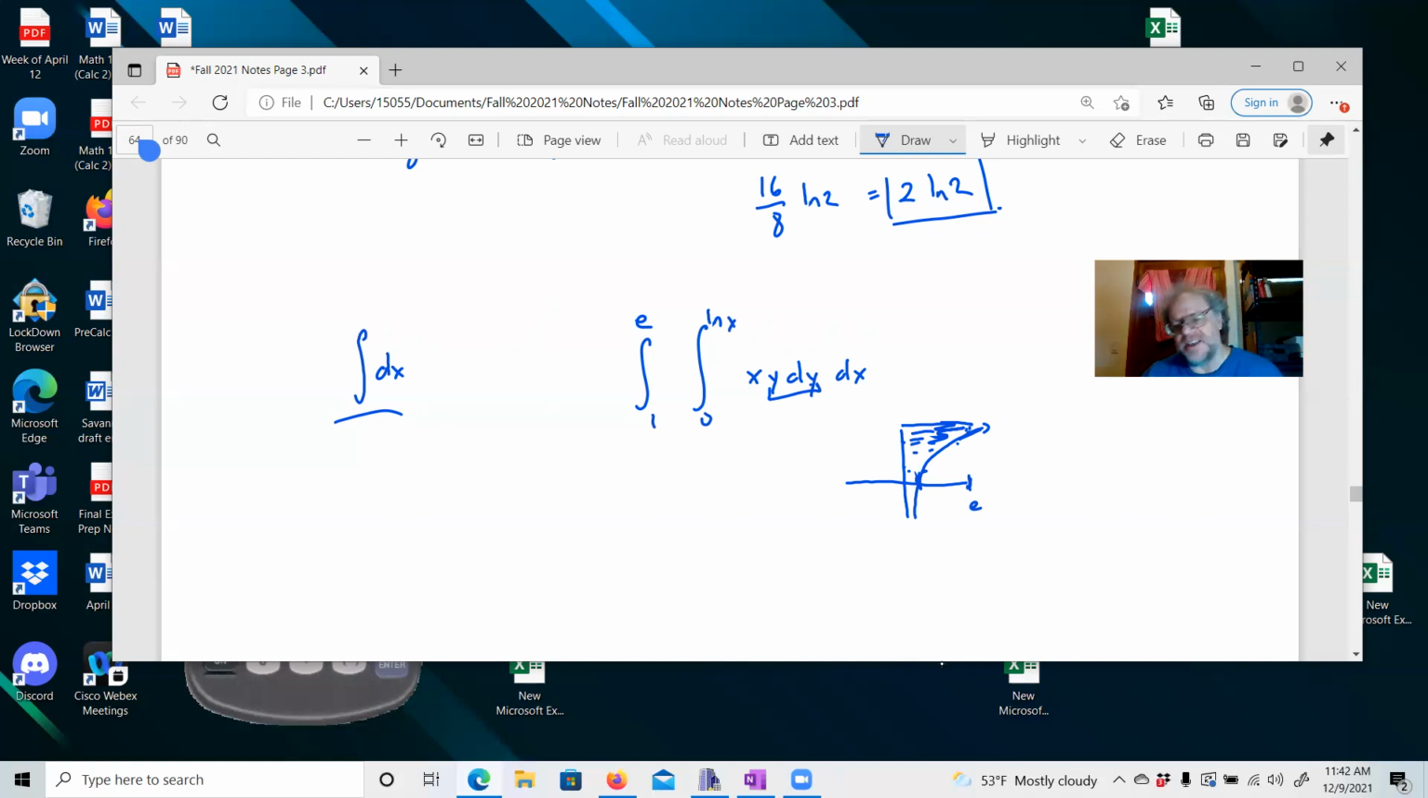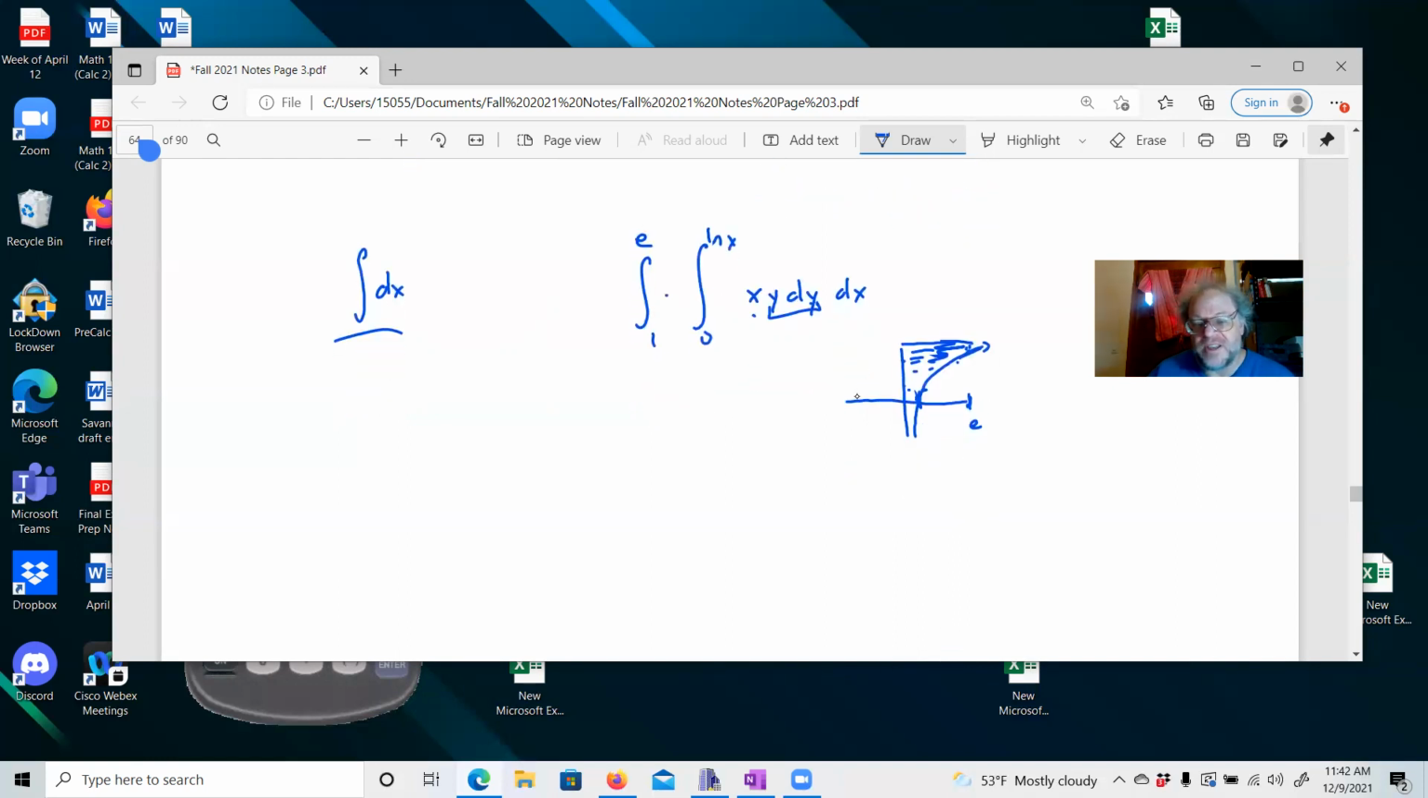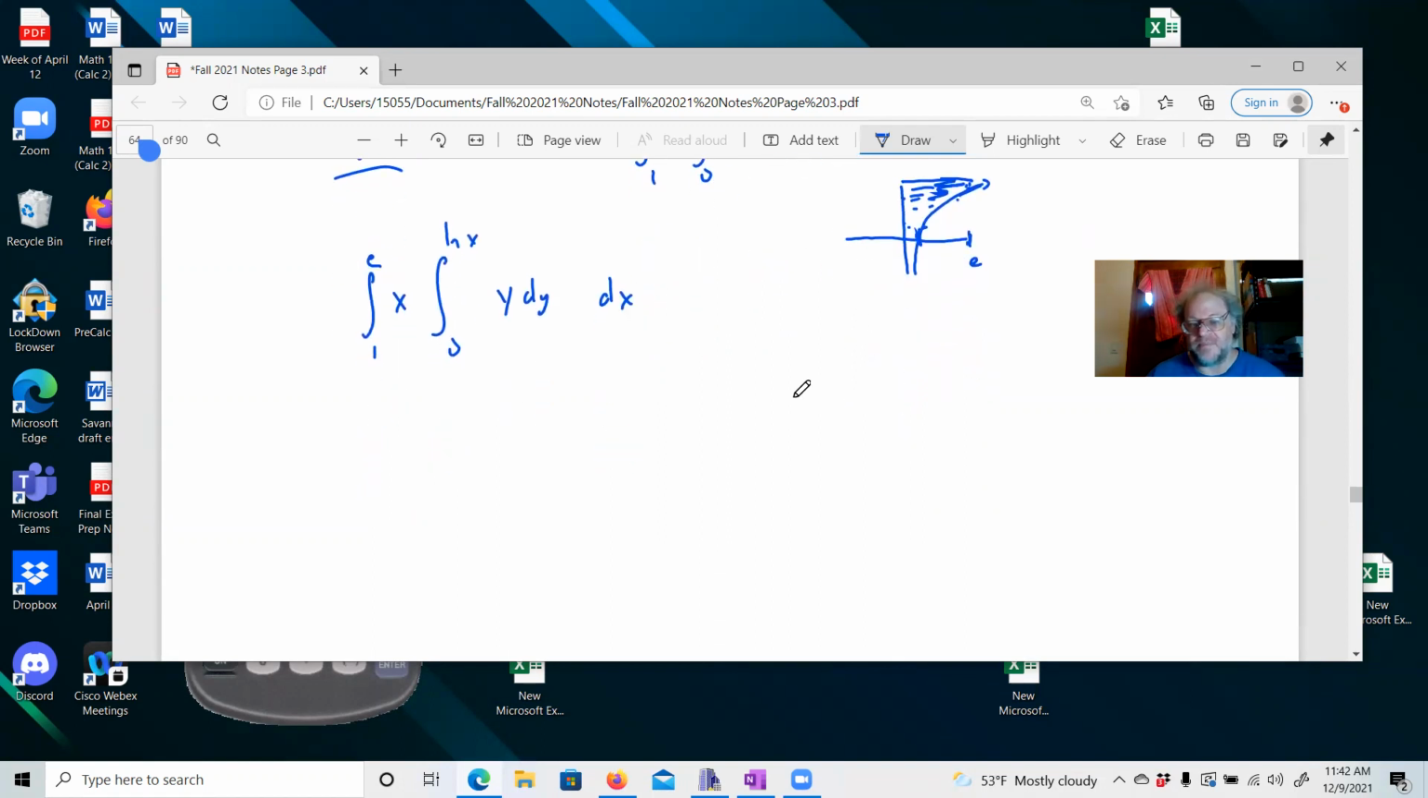So we're not going to care about the x just yet. We can move the x out to here. We're only integrating with respect to y first. So this is from 1 to e, here's an x, and then we have a 0 to ln x of y dy, and then we have a dx here. I don't think I picked this one because it requires a number of different steps, but the idea of what we're doing is going to be the same.